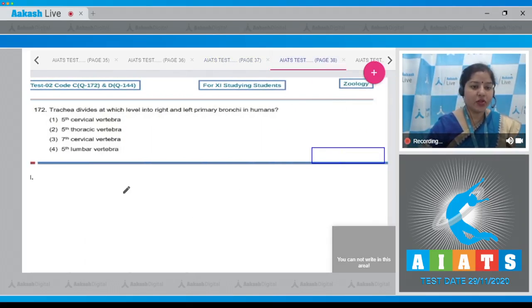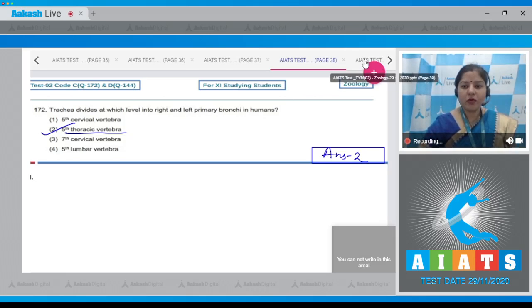Question number 172. Trachea divides at which level into right and left primary bronchi in humans? And the options given are 5th cervical vertebra, 5th thoracic vertebra, 7th cervical vertebra, 5th lumbar vertebra. Trachea divides at the level of 5th thoracic vertebra. So correct answer to our question is option number 2. Let's move on to the next question.